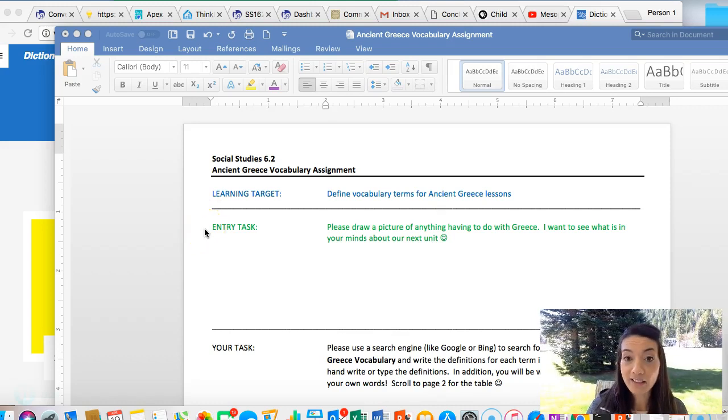Now, before we get started with the lesson, the entry task is, I'd like you to draw me a picture of anything having to do with Greece. So whatever is in your head about Greece, even if it isn't ancient, I'd like you to sketch what is in your head about Greece. So maybe it's a map, it could be food, or anything having to do with ancient Greece, if you know a little bit about what happened during those ancient times.